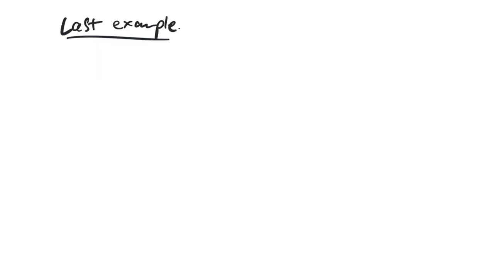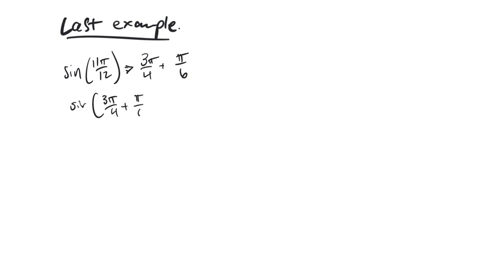Let's do the last example. We'll do one more. Sine of 11 pi over 12. We'll do the 12 again. You're going to see the 12s a lot. Let's see. Oh, this is 3/4 plus 1/6. Yeah, 1/6 pi. Okay, so I'm going to get sine of 3 pi over 4 plus pi over 6.